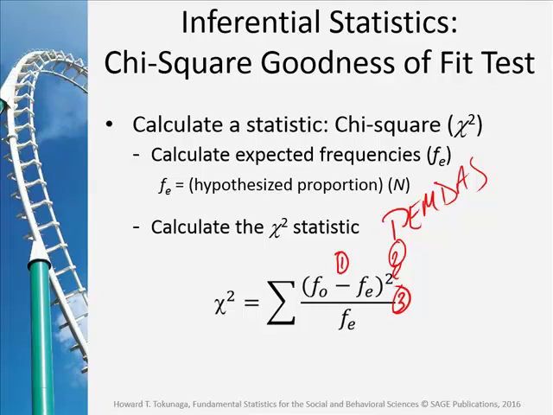FO minus FE squared slash FE. I'm not going to write it as a fraction, just slash FE, otherwise it gets really high. All right. Last step is what? This one here. However many rows I have, just put a line at the bottom and go down the column. And the bottom is your summation for that column. Right? 4 steps. Easy.